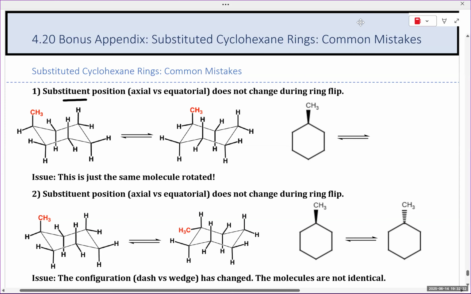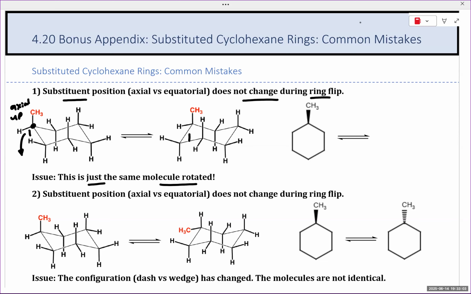So first, the substituent position doesn't change during the ring flip. So if, for example, you have this methyl group at carbon 1, post ring flip, carbon 1 is right here. So as you notice, this methyl group has moved and you've moved it to another carbon. The reason why this is not a proper chair flip is this is just the same molecule rotated. You have a methyl group in the axial up position, and you have a methyl group in the axial up position. These are the same thing.